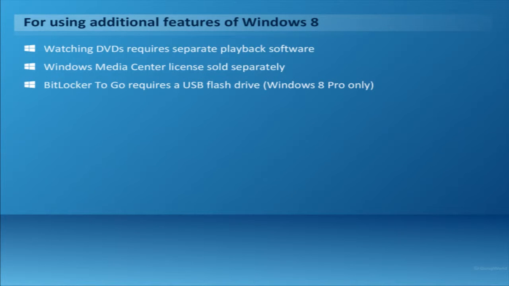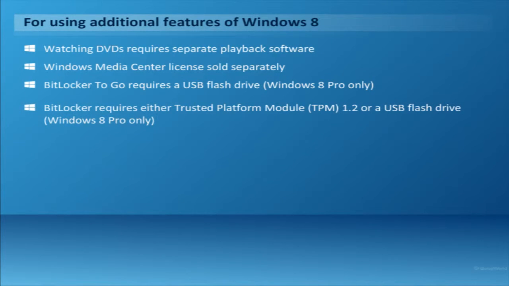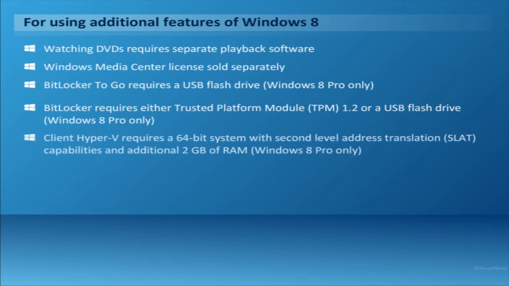BitLocker to go requires a USB flash drive. Windows 8 Pro only. BitLocker requires either Trusted Platform Module TPM 1.2 or a USB flash drive. Windows 8 Professional only. Client Hyper-V requires a 64-bit system with second-level address translation SLAT capabilities and additional 2 GB of RAM, Windows 8 Pro only.